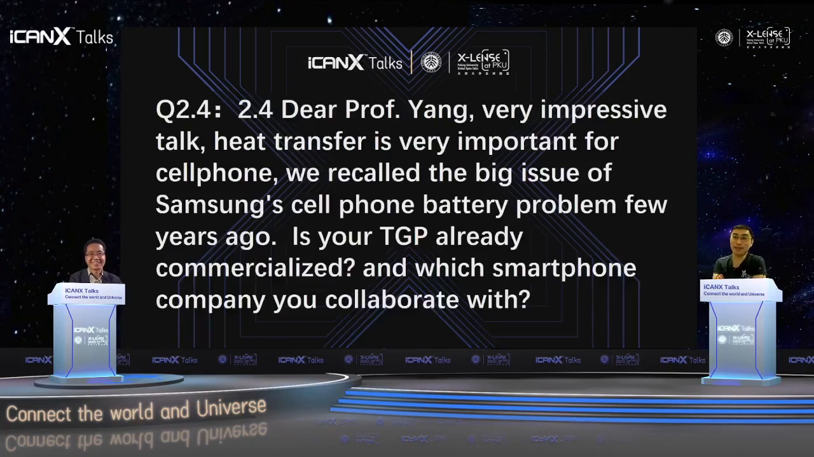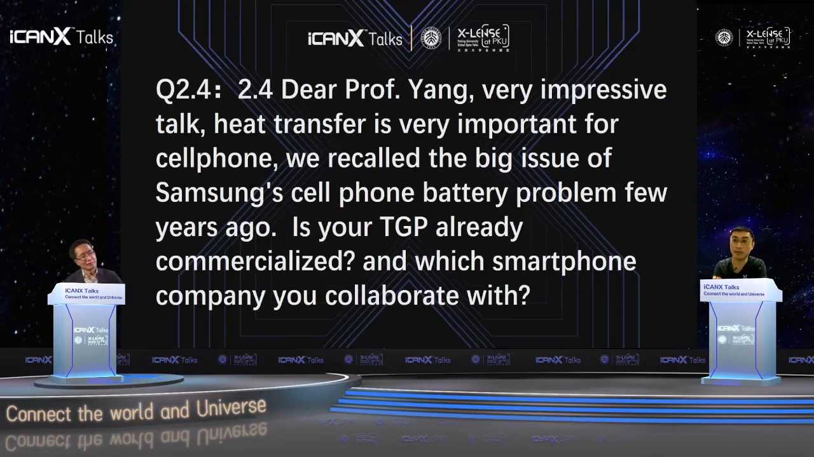Okay, let's move on to the next question. This is towards the application of this technology. Heat transfer is very important for cell phones and other things. There was a big issue of the Samsung cell phone battery problem a few years ago, back in 2016. The FAA had a ban on the Samsung Galaxy Note 7. We could not take these phones on the plane because the battery could overheat. Even before that, the battery of the Boeing 787 also had this overheating problem. So the question is, is your TGP already commercialized? And do you see that you can apply this technology towards solving some of these battery overheating problems?